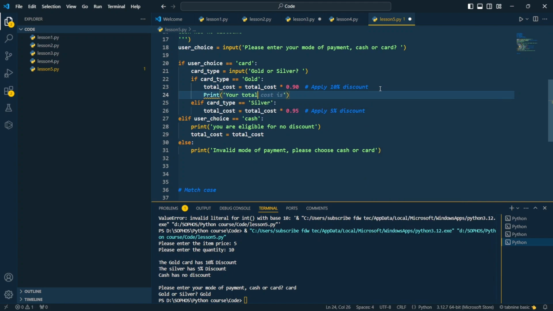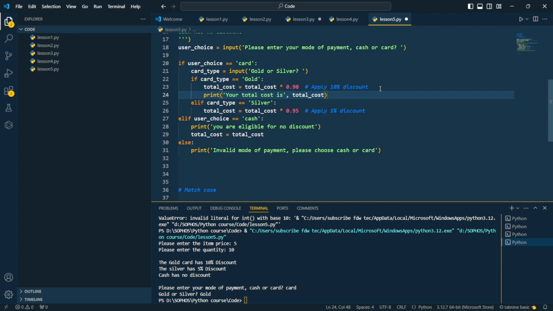Your total cost is, comma, total cost. So I would put this line here. This would print the total cost. Okay, this P should not be capital, it should be small. This is a case sensitive language, so you have to be very careful.